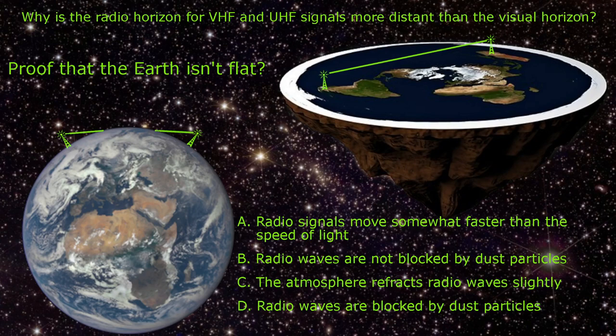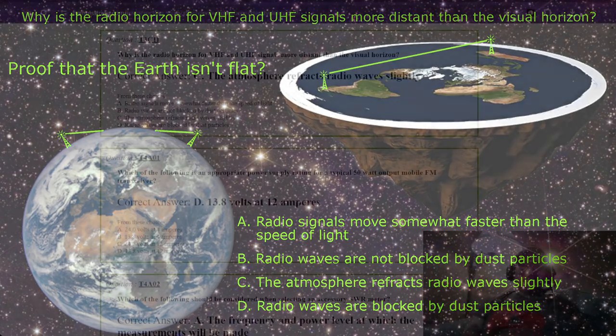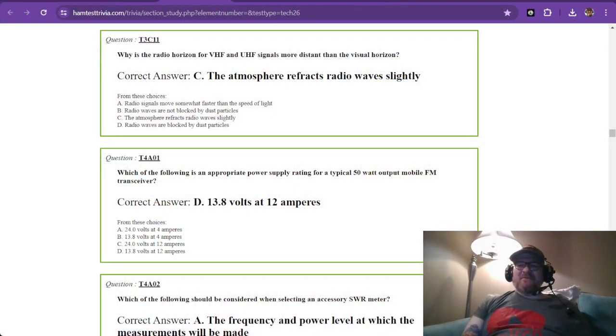But if you can get some of that refraction through the sporadic E or something like that, you might be able to bounce it and hit that other antenna. If the Earth was flat, we should be able to VHF, UHF each other from anywhere that we could be, just short of the ice rings up there. And so your answer to that question is certainly going to be the atmosphere refracts radio waves slightly.